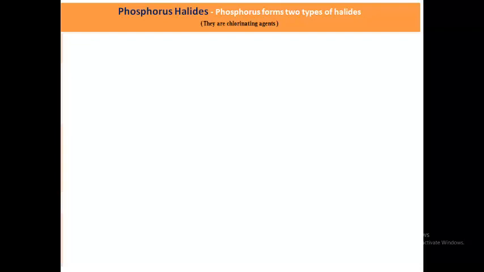Phosphorus can form two different forms of halides when made to react with halogens. And the very important halogen used here is chlorine. So phosphorus reacts with chlorine to give phosphorus trichloride and phosphorus pentachloride. And both of these are chlorinating agents.